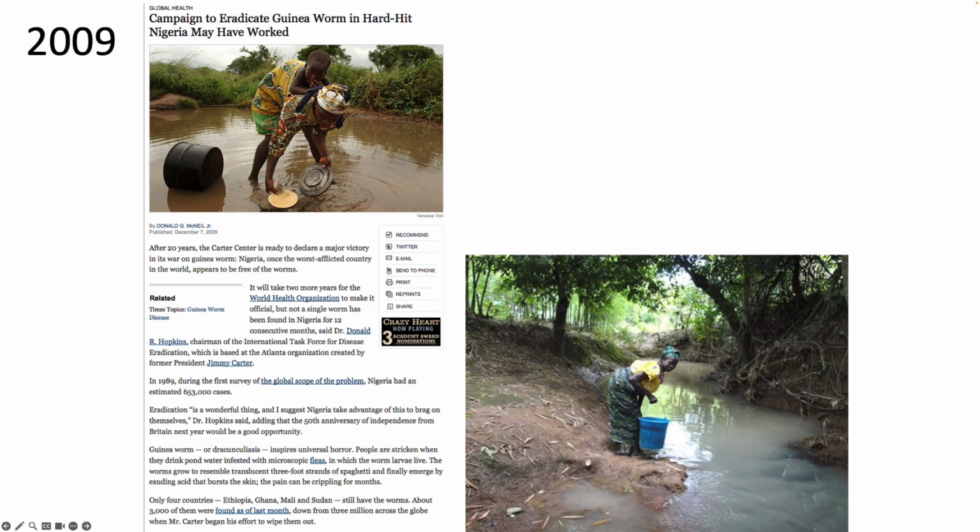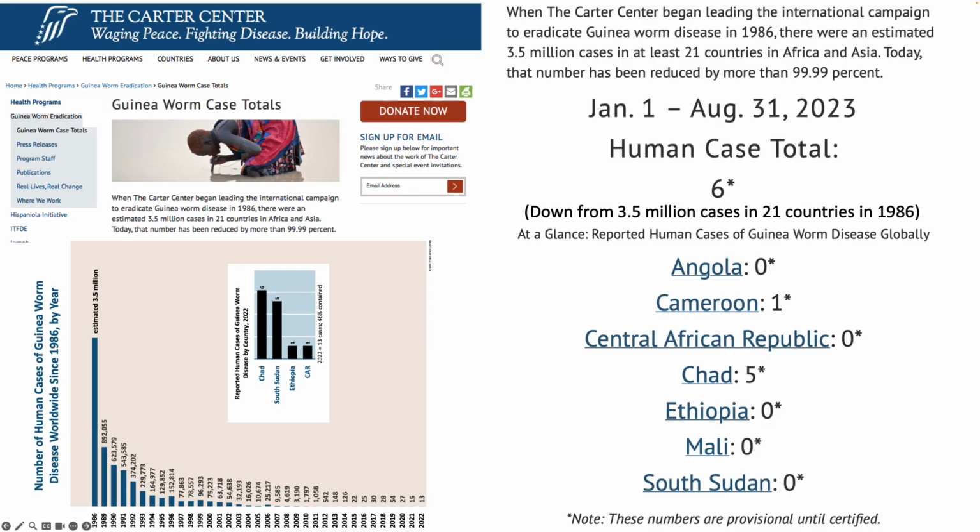Indeed, the New York Times reported about the campaign to eradicate guinea worm in Nigeria and how it may have worked. It's showing here on the bottom right the woman who was thought to be the last person in Nigeria who had guinea worm. So these are some of the latest global data on guinea worm.